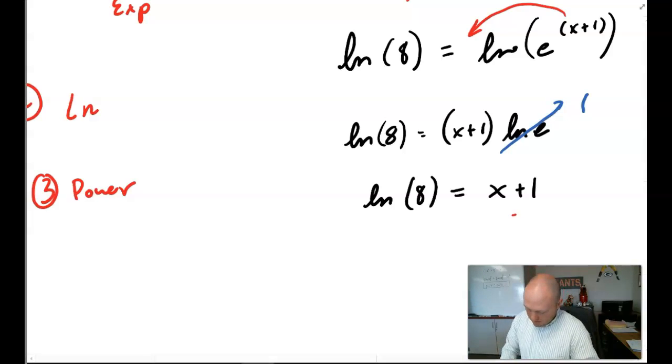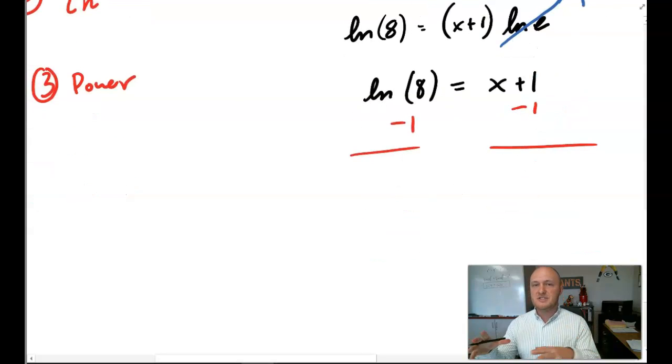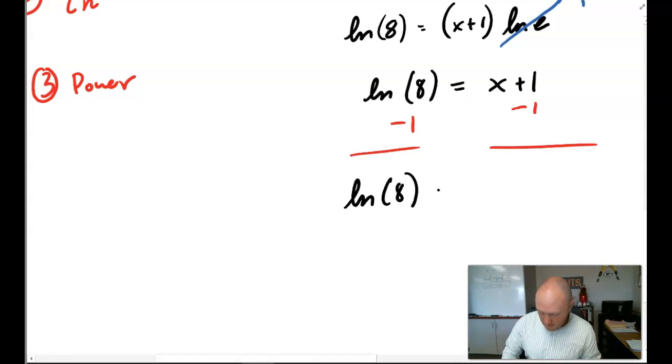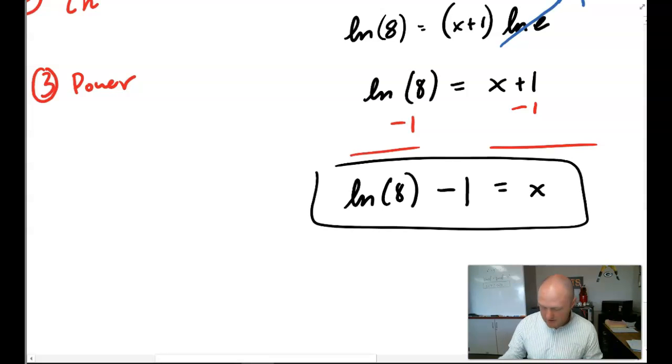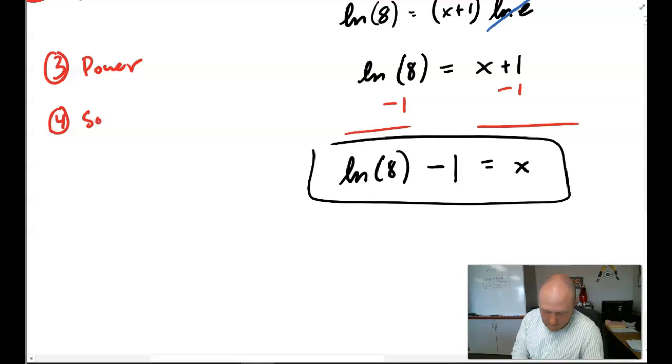So I'll undo addition by 1, and I'm going to subtract 1. Be careful. This negative 1 does not affect the argument at all. So natural log of 8 minus 1 is equal to x. And there's our answer. It does not become natural log of 7. It does not. So that was step 4, solve. And then obviously I stated the solution, step 5, okay?